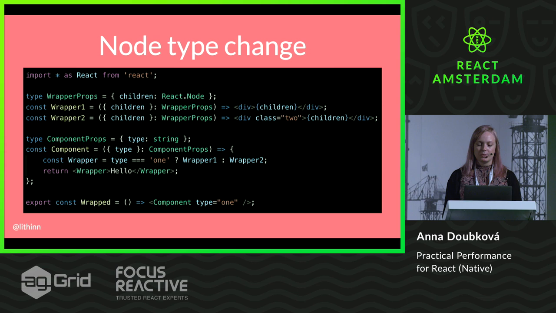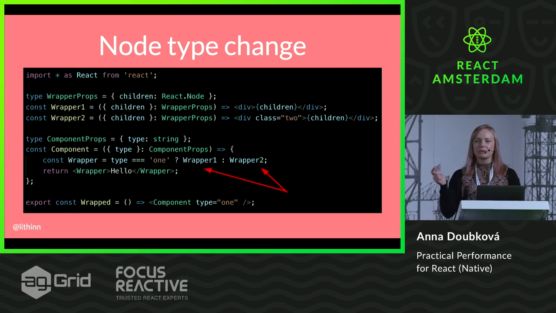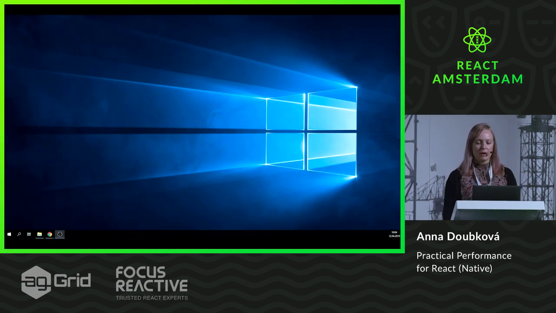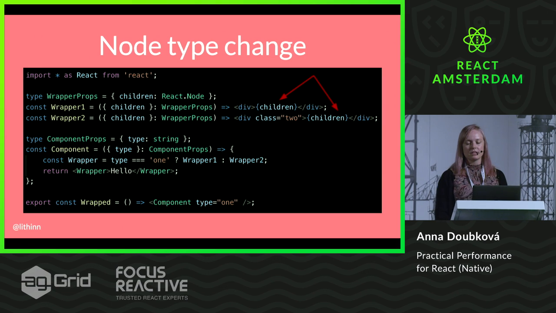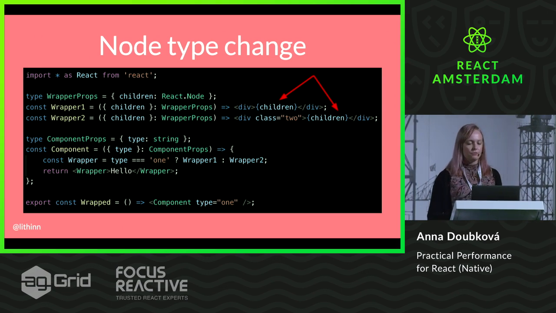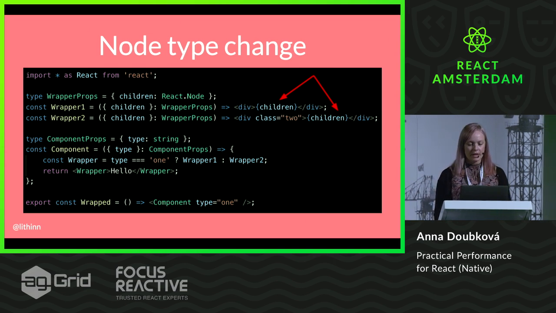And a few quick examples. If we have, for some reason, a component that switches two wrappers on top of the component, every single time we change the type of that wrapped component, we will re-render all of it. Not just re-render, but also remount. So there's relatively a lot of computation power that is required for this.